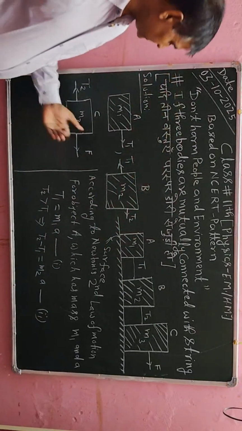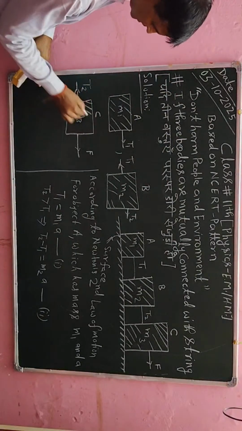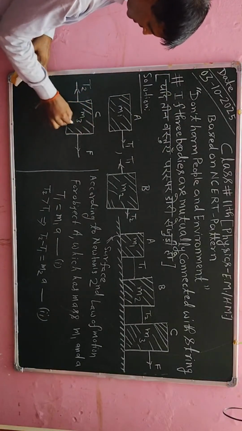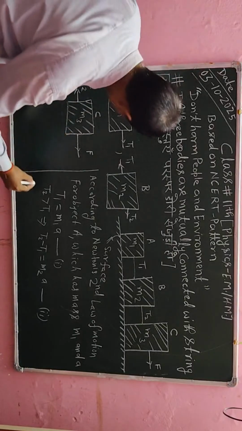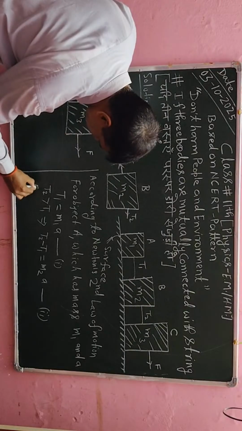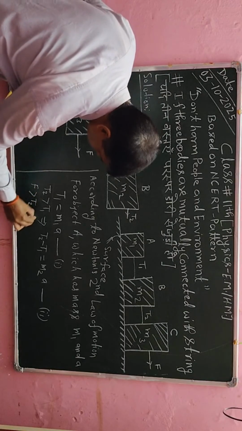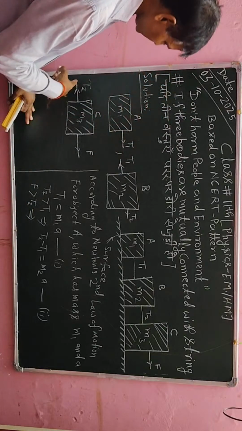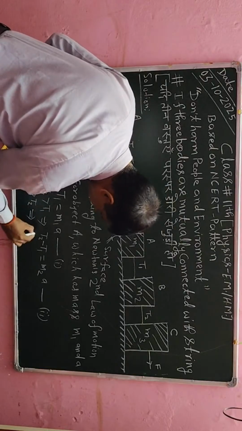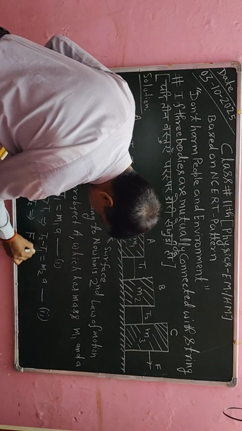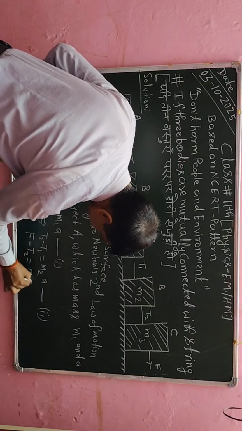Similarly, I will consider the object C. It has mass m3. Here the force F is greater than T2. According to this, I will say F minus T2 is equal to m3 into A.